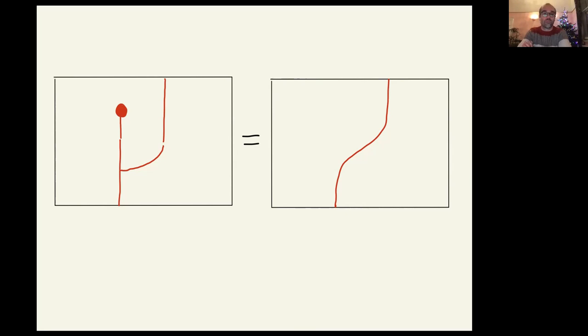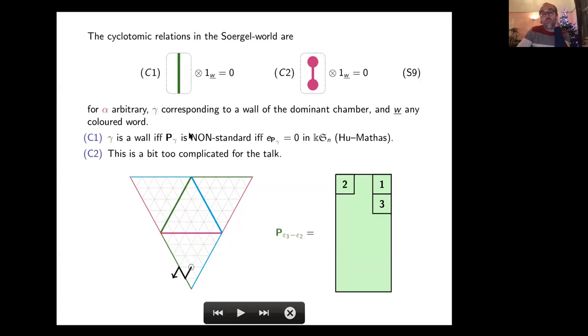Oh, right. Well, could I ask a question about, I didn't understand your relation C1. Oh, yeah, cool. So the strands are labeled by colors, and because I'm looking at SL3, there's just 3 colors, right? Green, blue, and pink in the Zergel world. And so what C1 says is that if I draw any sequence of vertical strands, and I start with a color, green or blue, which means I'm leaving the dominant chamber, well then, if I start with a green or blue strand, it doesn't matter what I do next, it's already 0.